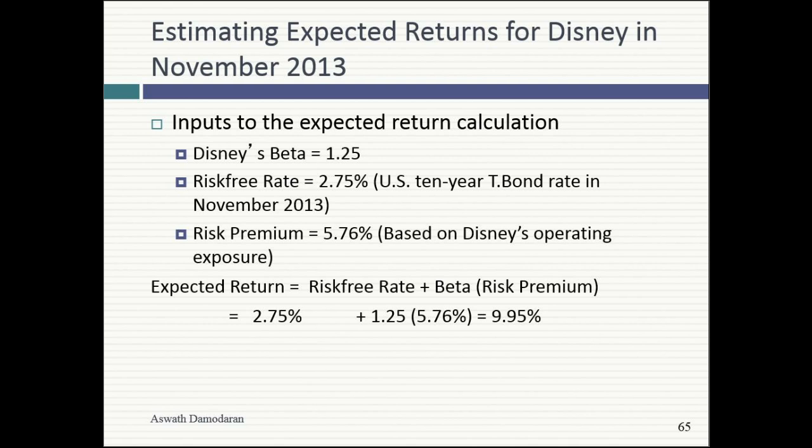Okay, let's start. Remember how the equity risk premium is computed? It's a weighted average of where Disney does business. The first slide from today, 5.76%. There's the beta, 1.25. Risk-free rate plus beta times risk premium gives me 9.95%.